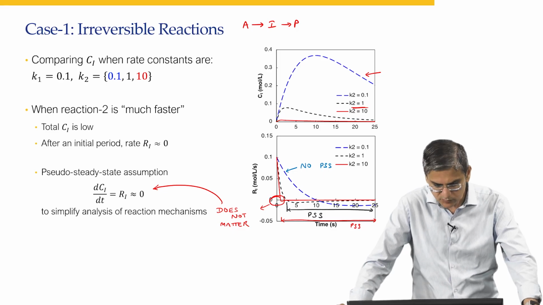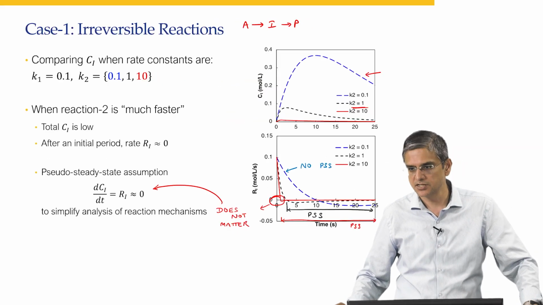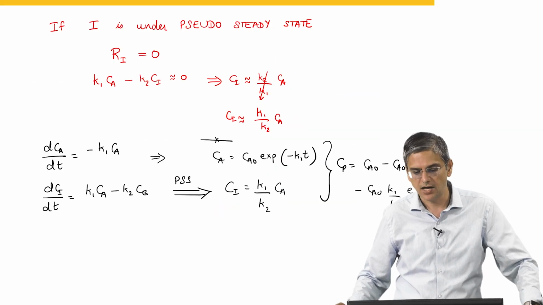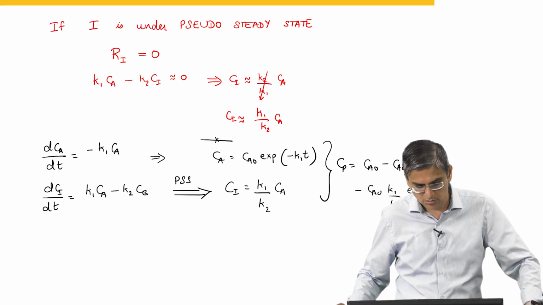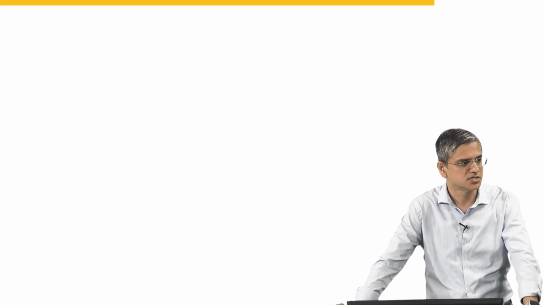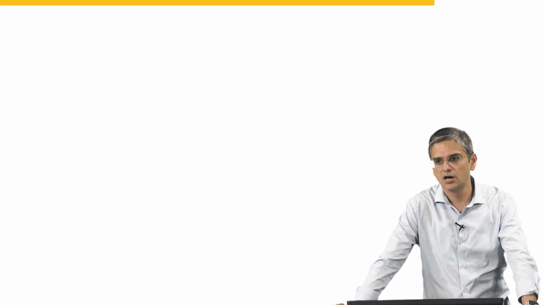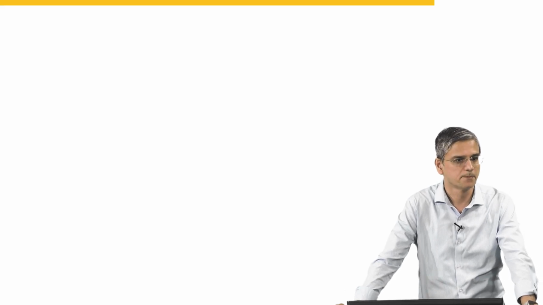Okay. So, when the value of K2 becomes much larger than the value of K1, at that time I, the intermediate, comes under pseudo-steady state. Okay. So, a lot of times in the past students have asked me how do you know that a particular species is under pseudo-steady state, or how do you know that a particular reaction is under partial equilibrium. For the purpose of this course, we will give that to you.